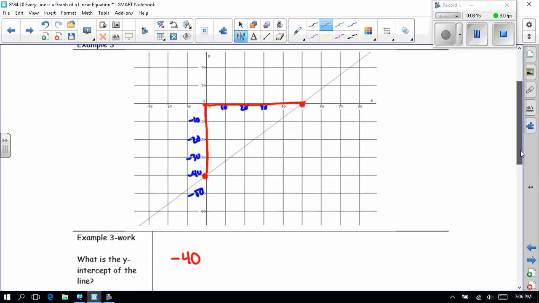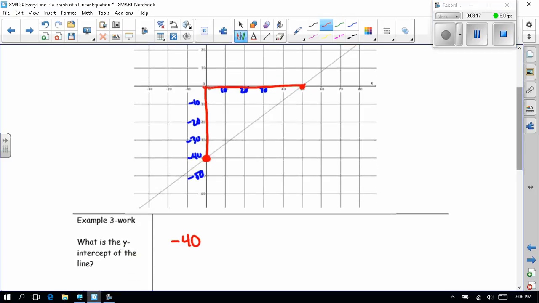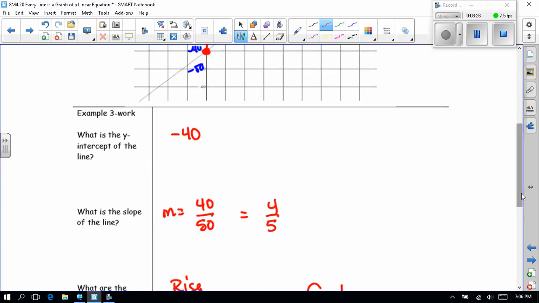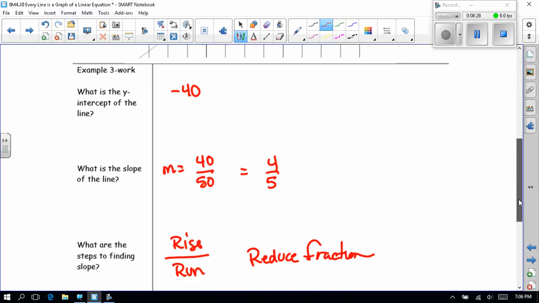Okay, here we go. So your y-intercept is here at -40. The next set of integer coordinates is over here. You rise 40, run 50. So your slope is 40/50. You can reduce that fraction to 4/5.